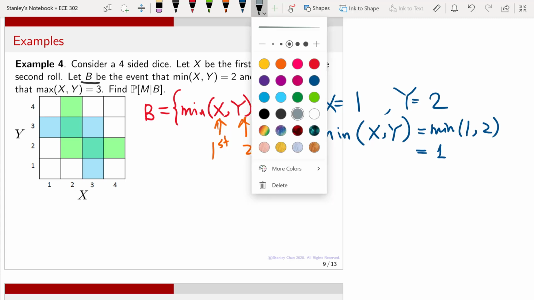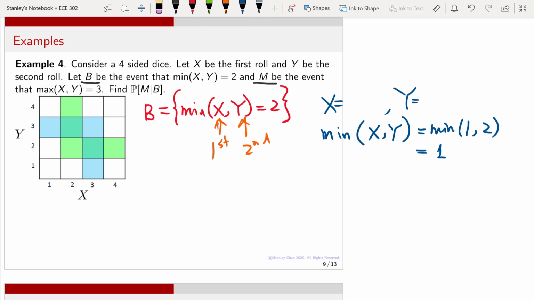Now, let us try to replace the x. Suppose now I change the x to be 3, and then y equals 2. Then in this case, I have the minimum between 3 and 2. So what is that number? That minimum between 3 and 2, of course, is 2. So you can go to this diagram, and we can draw the shape of B. I'm drawing a 4x4 array, and the x-axis denotes the first roll, the y-axis denotes the second roll. And then I want to highlight the event B.